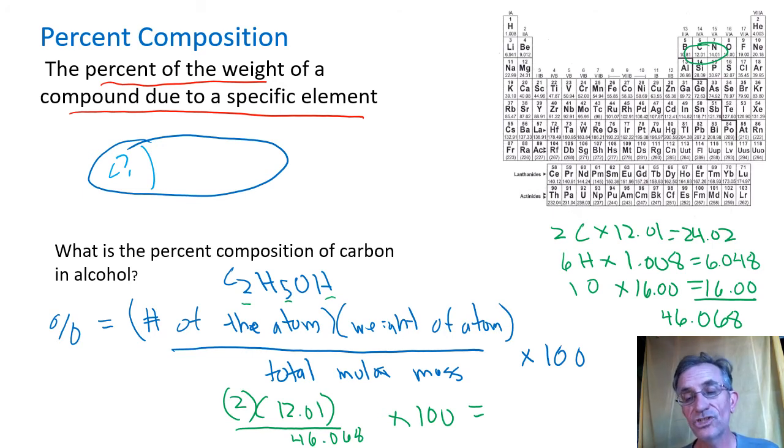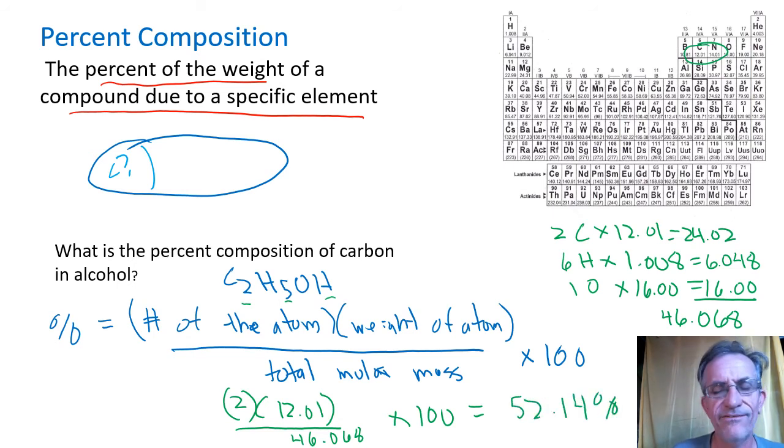So how many atoms do you have? 2 for carbon. The weight of that atom is a little over 12. And that'll be the weight of all the carbons, really. And then you divide by the weight of every atom put together, the molar mass. So if you work it out, you should be getting 52%.